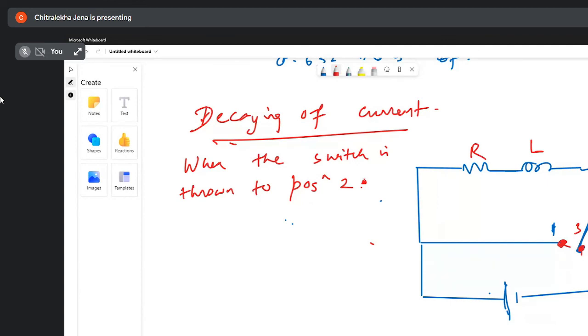Okay. One thing I will tell you now. Listen all of you very carefully. During the rising of the current, what happens when the switch has been closed for a long time?